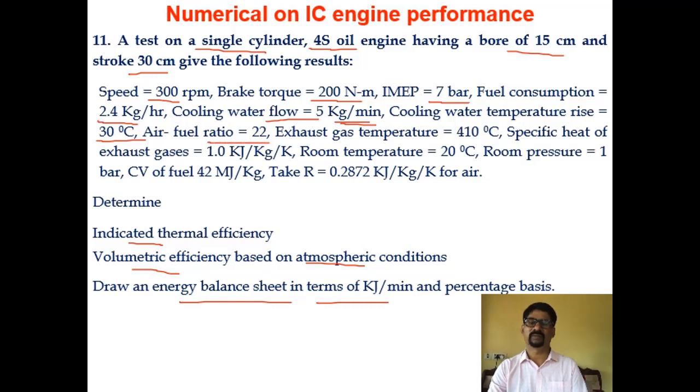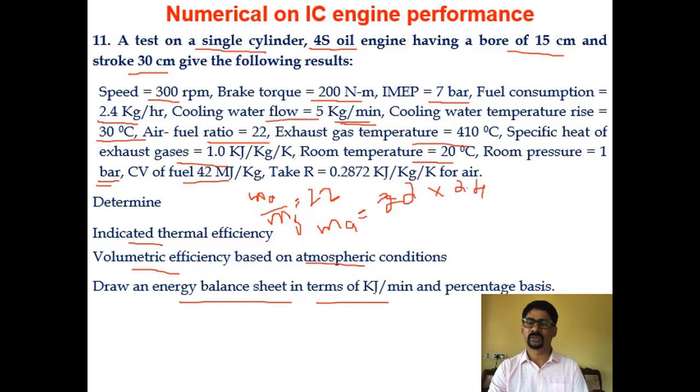Air fuel ratio, MA by MF is given. So you have to use this to get MA. So MA by MF is 22, so MA is equal to 22 into MF, that is 2.4. 22 into 2.4. So this is how it is, the air fuel ratio is used to calculate the mass of air. Okay, then exhaust gas temperature TE, CPE, specific heat of exhaust gases, room temperature TR, room pressure is given. Okay, I'll tell you where it is used. Then CV of the fuel is 42,000 kilojoules per kg or 42 megajoules per kg. R is also given. I'll tell you where it is used.